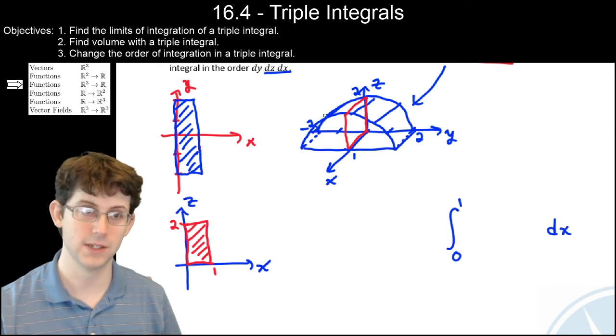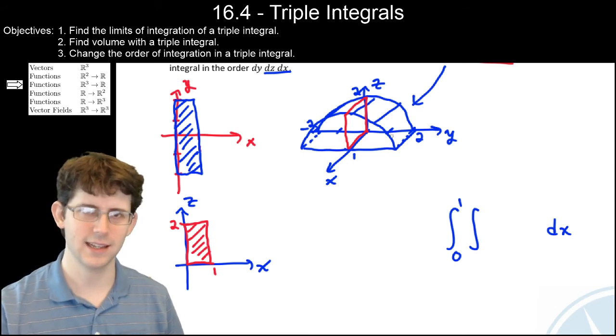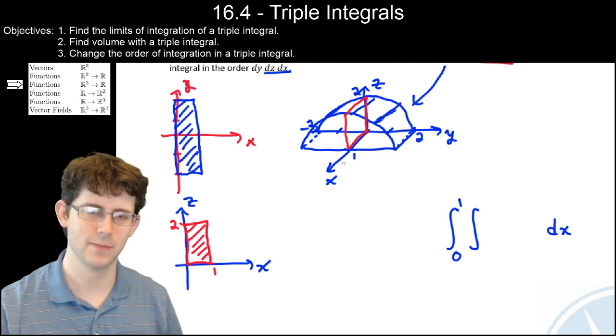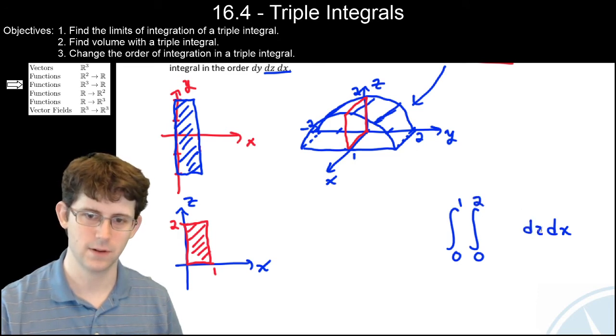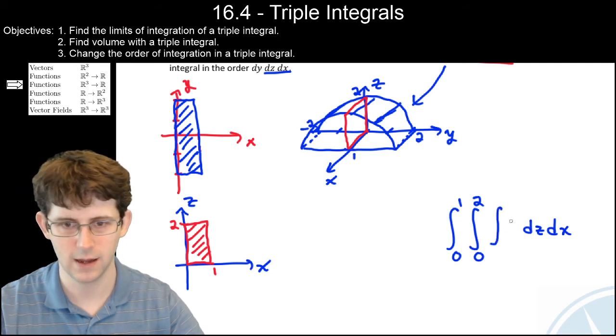X is the outermost variable, so I do its bounds on the outside. The z's don't depend on x. Z goes from 0 to 2, no matter what the x's are. Notice that I got a little bit worried there because wait, out here z does not go up to 2, but that's not the point. The point is in the xz plane, what does it look like? And the z's go from 0 to 2. Then all the complicated stuff will happen in the y's.